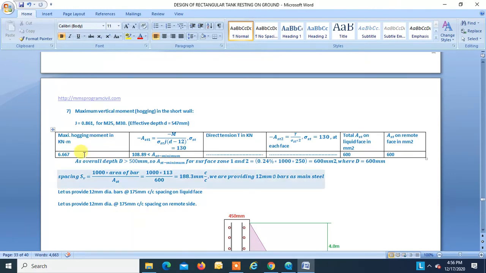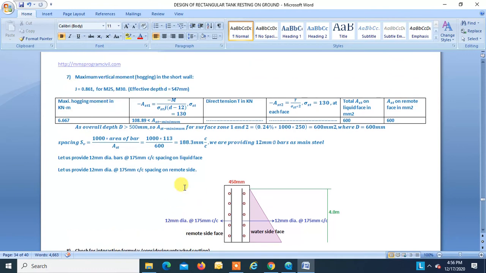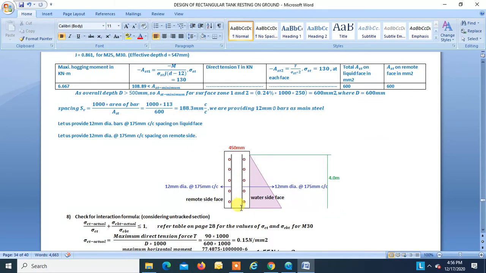Now coming to the maximum vertical moment, hogging in the short wall, that is same as long wall. The steel for this moment, AST1, is 108. Direct tension is absent in this case, so there will be no AST2, but this steel is less than AST minimum, so we will provide AST minimum over here and AST minimum over here. Now as this is a hogging moment, the tension will be on the liquid face side, so this will be the main steel, this will be the distribution steel.